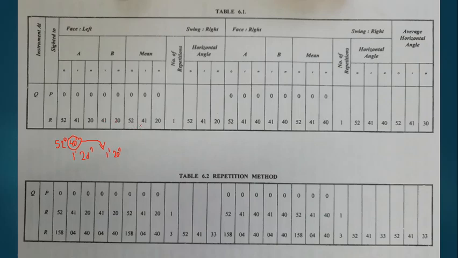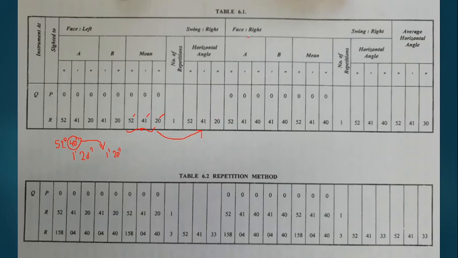Therefore when you average, 52 degrees as it is, and 41 will also be as it is. It is actually not changing, 20 and 20, therefore the average will also be 20. In the number of repetitions column, this is actually not for our case, but anyhow we can write 1. And therefore the same angle will reflect here also, the horizontal angle will be the same.